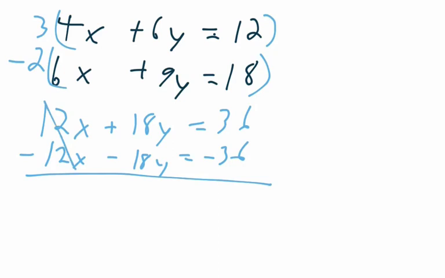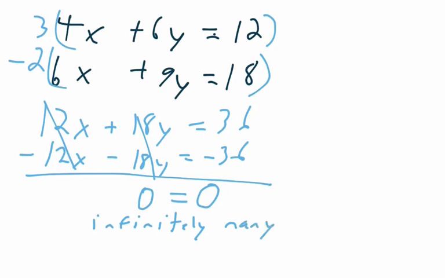In fact, the x's cancel and the y's cancel, so we get 0 equals 0, which means I have infinitely many solutions.